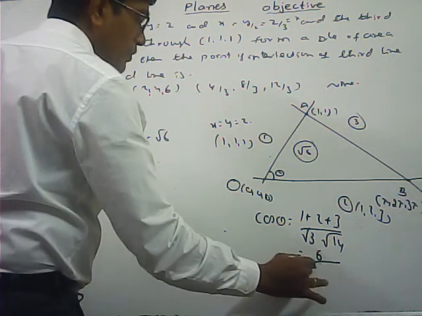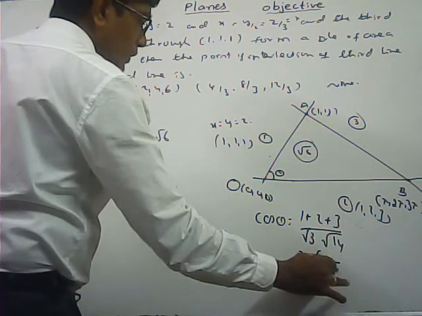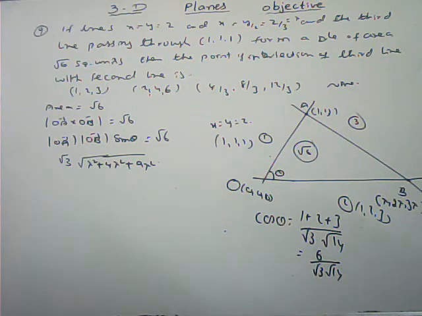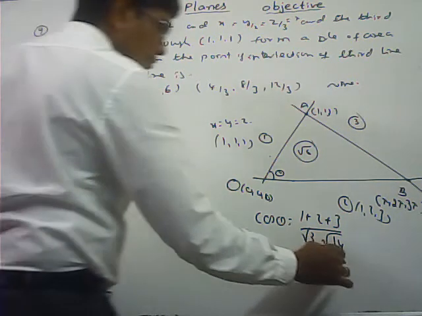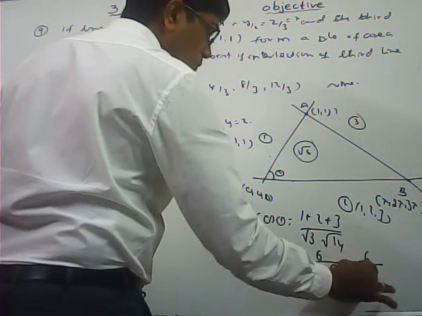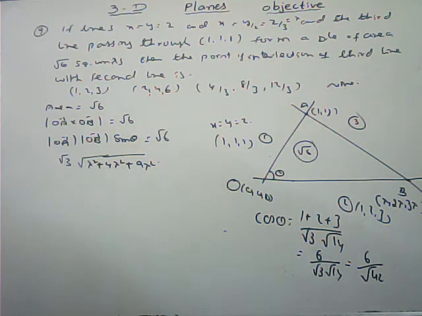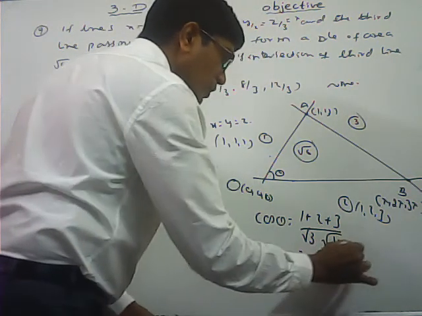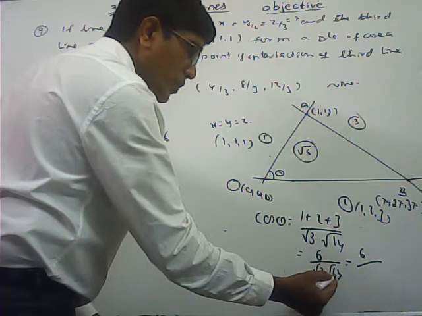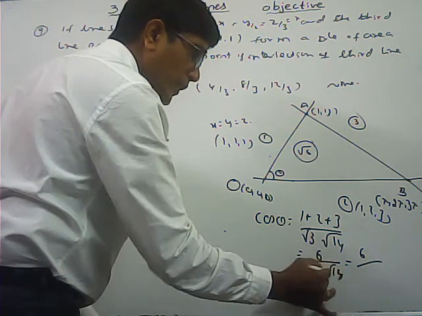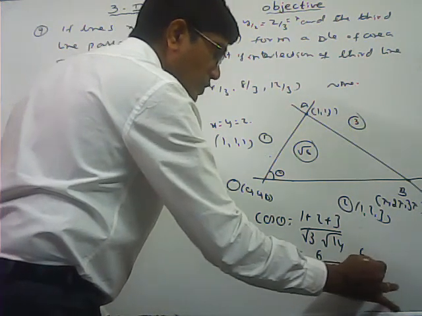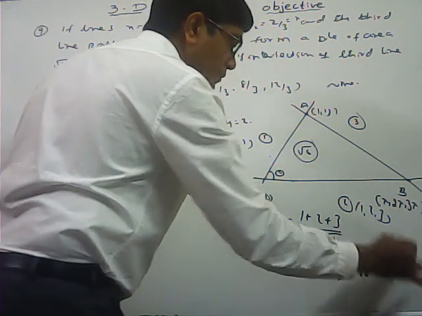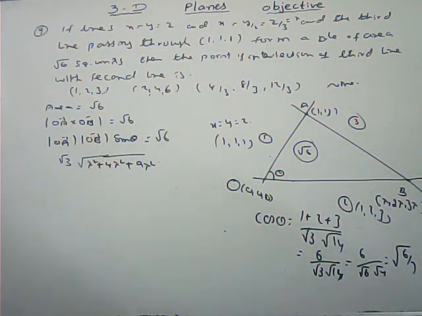6 by root 3 into root 14. So 6 by root 42 we can write. Otherwise, better to write 6 by, here also 7 into 2 we can write root 6 into root 7, that is root of 6 by 7.